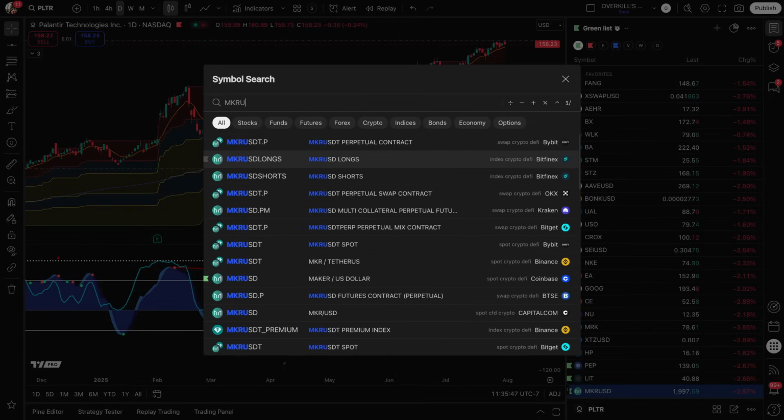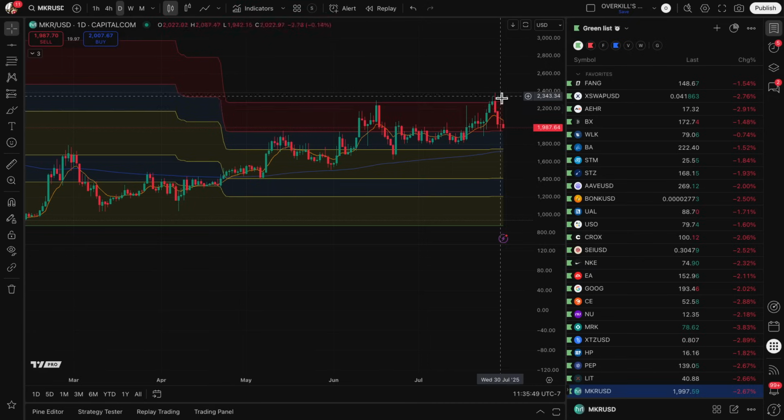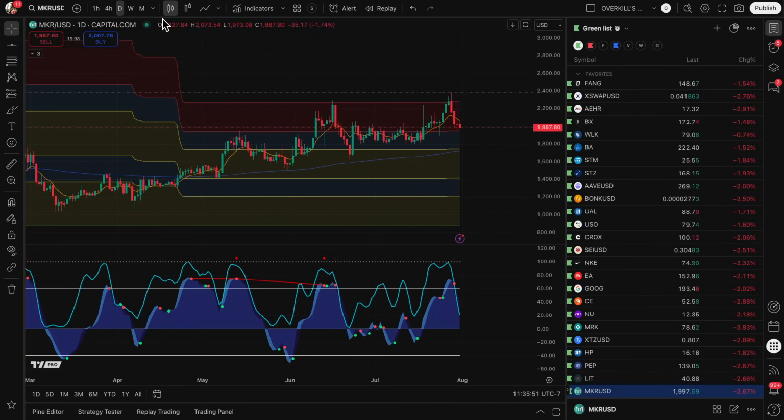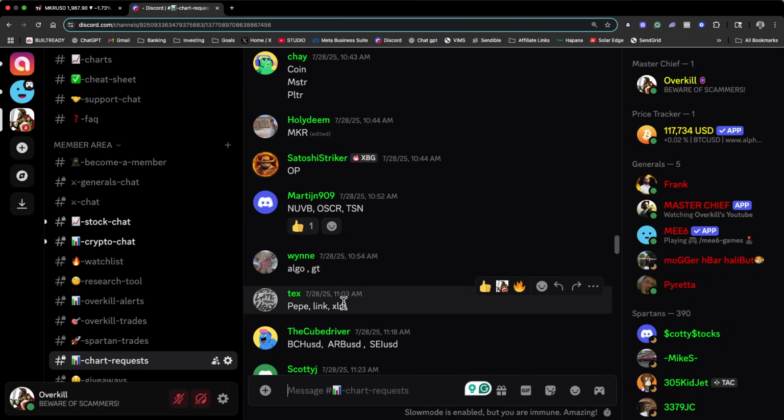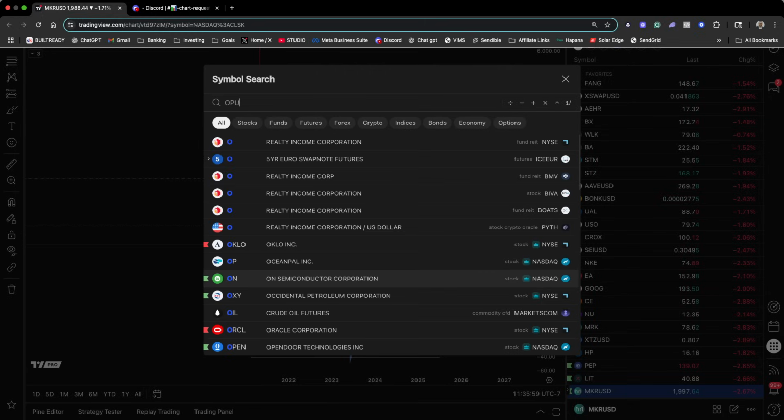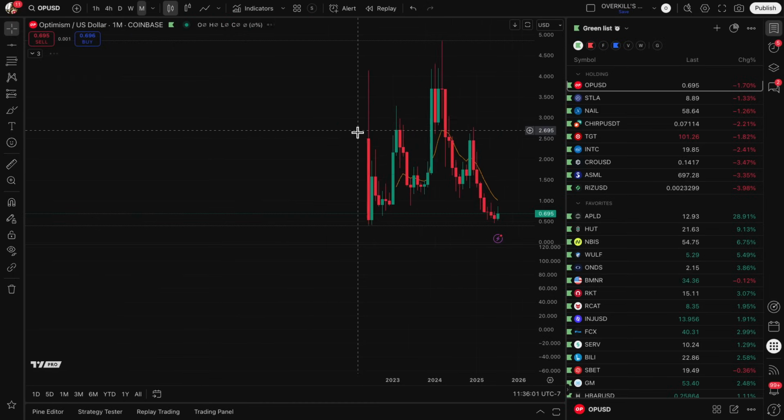MKR. That one's in the red zone as well. This one trades pretty interesting. I would just be looking for this stochastic to get closer to that white dotted line to take profits on this one.